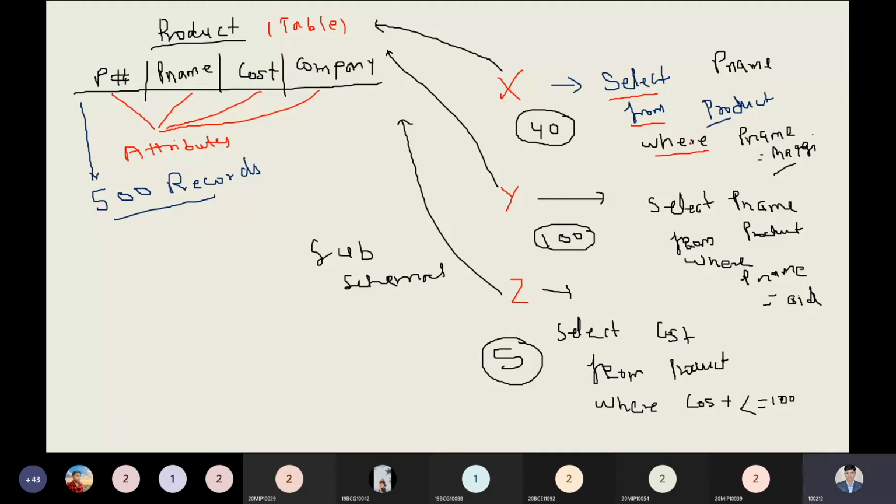So finally, I have seen over here 40 records; the 40 records are coming from the product table. Please keep in mind, X is getting 40 records out of the 500 records based on the condition, that is Maggie. So X is able to see only the 40 records on his computer system. Is it okay right now? Yes, sir.